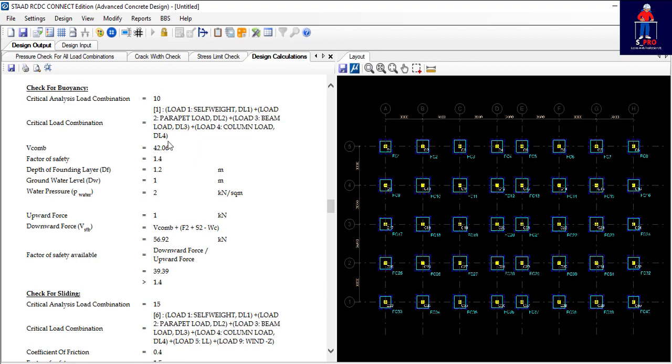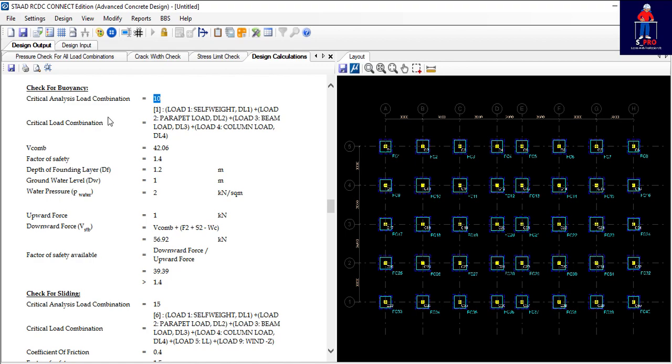Critical load combination: you see the load combination used for this one, where I use 1 to multiply self weight, which is my dead load number 1, plus parapet load, dead load number 2, plus beam load, dead load number 3, plus column load, dead load number 4. This is a combination of all the dead loads. That's what is considered critical for the check for buoyancy.